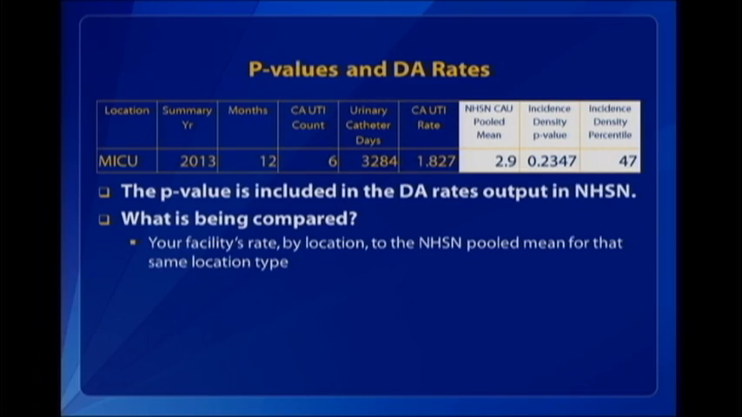So when we provide the p-value in your output, what are we comparing? Well, we're actually comparing your facility's rate by location to the NHSN pooled mean for that same location type. Okay, so again, this pooled mean comes from that published report. It's not a live pooled mean, not everybody entering data today. It's what was published, and we compare your hospital to that number.